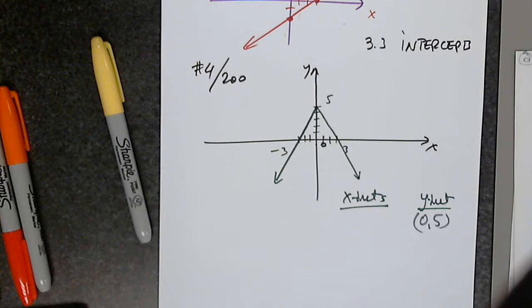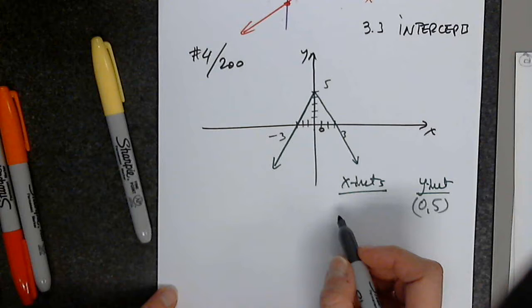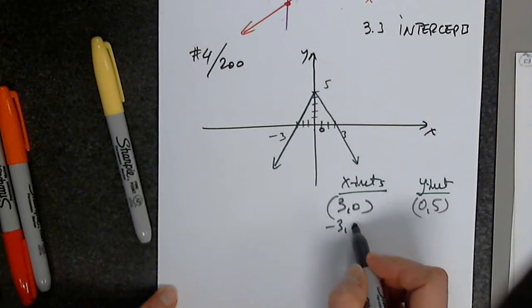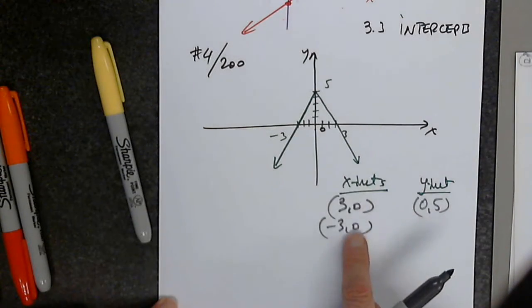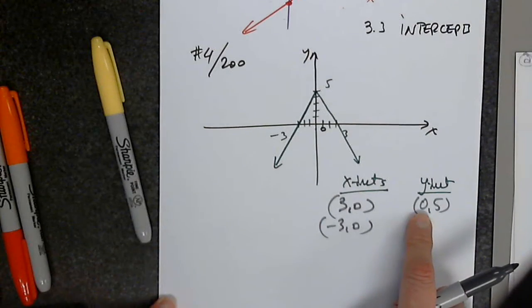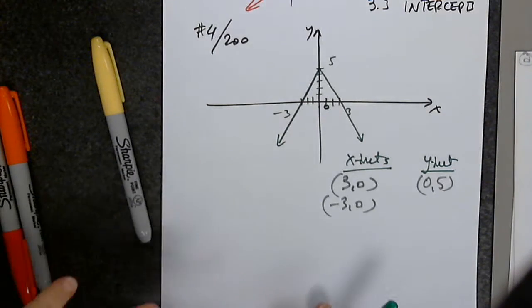0, -3. Careful. 0, 3. Careful. 3, 0. Very good. And then it's -3, 0. Very good. Because remember, the equation of this line is y equals 0. The equation of this line is x equals 0. Okay. Now I would like to graph a few more equations with you.